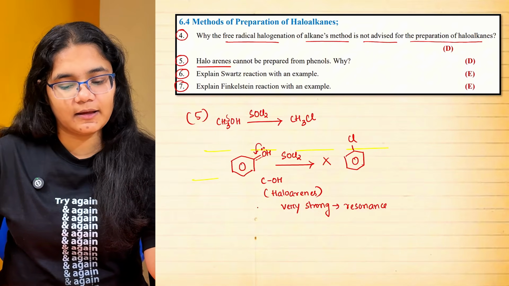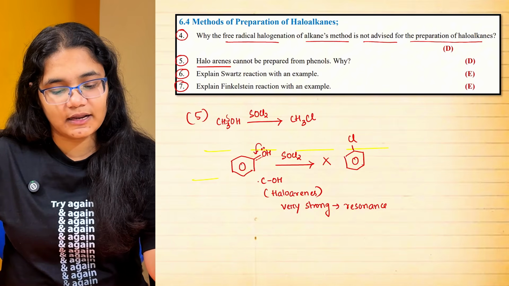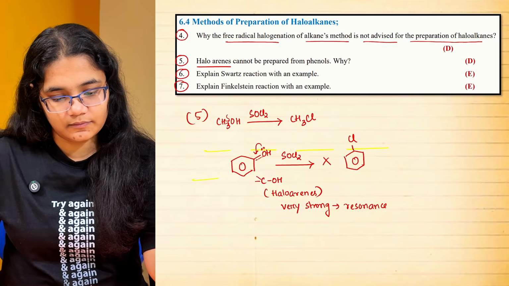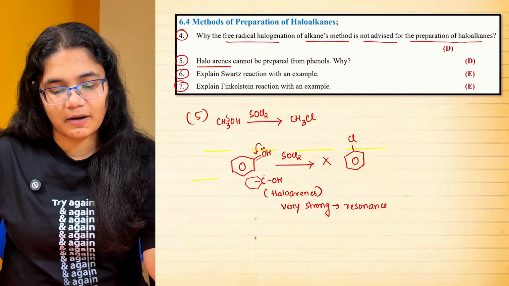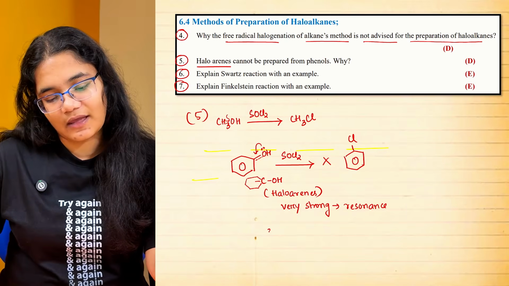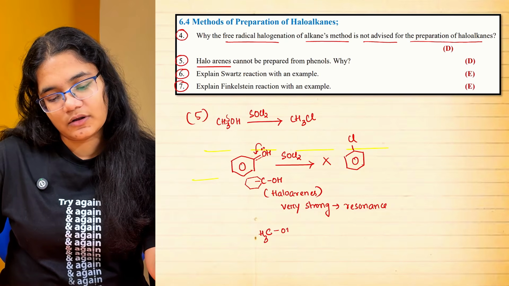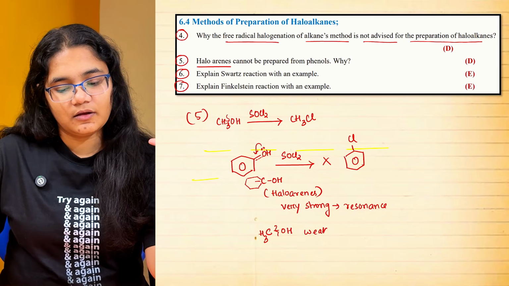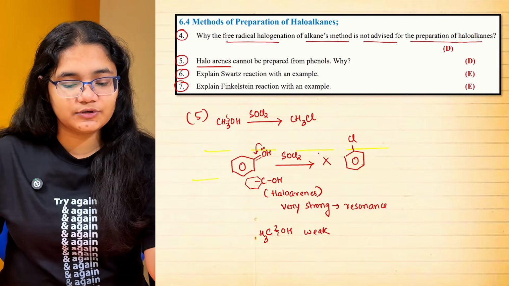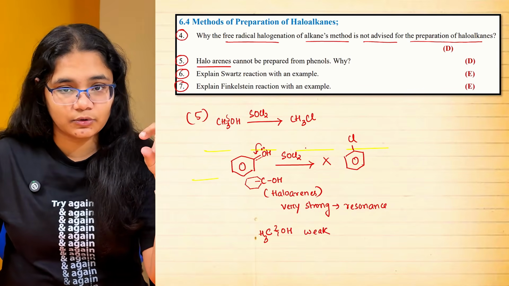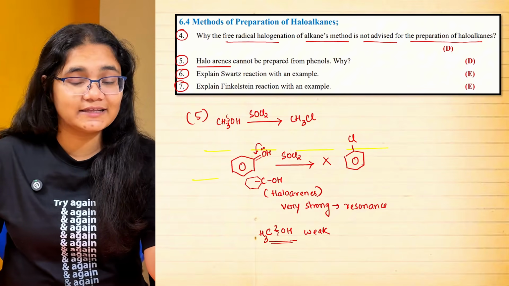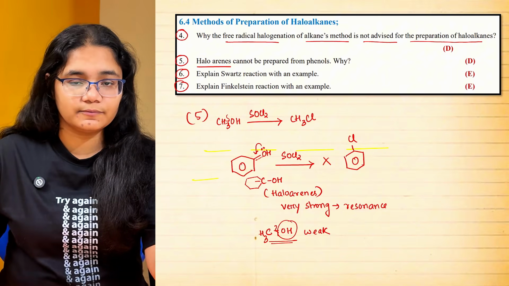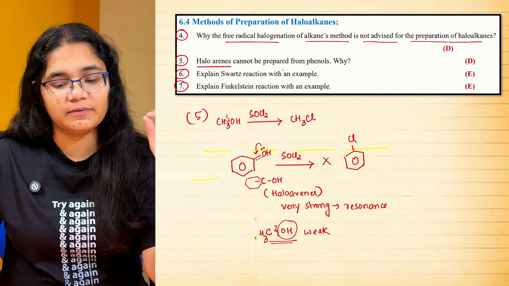But if you compare with a normal CH3OH, just imagine this is a part of the ring, here there's no resonance, nothing. This bond is weak. So that is why in case of phenols, you cannot directly replace the OH with chlorine. But in case of alcohols, we can directly replace the OH group with the halogen group. So that is why haloarenes cannot be prepared from phenols.